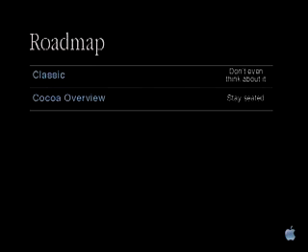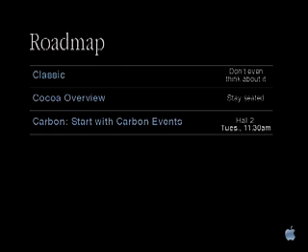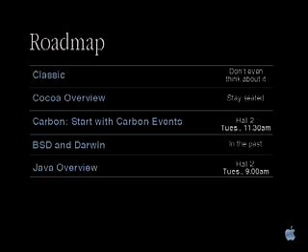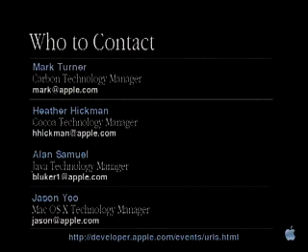Here's the roadmap. For those of you thinking of using Classic. If you're interested in Cocoa, stay seated. It's immediately following this hall. There's lots and lots of Carbon talks. The first one is tomorrow at 11:30, which is Carbon events. If you're interested in BSD and Darwin, you missed it. It was 3 hours ago. But when the streaming video comes out, you can go ahead and get that and watch it. And tomorrow morning, bright and early, is the Java overview.